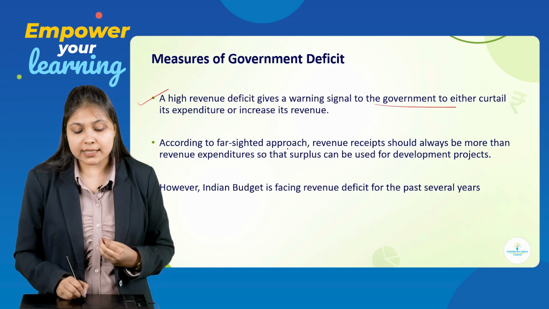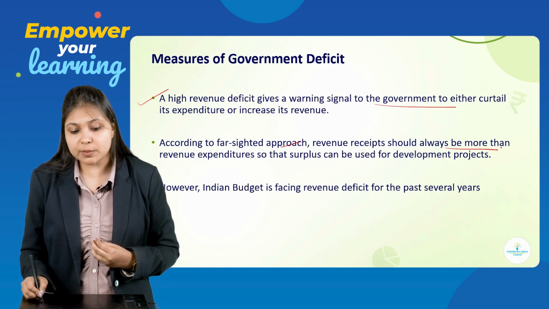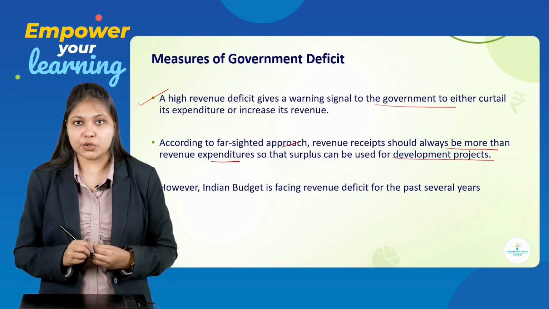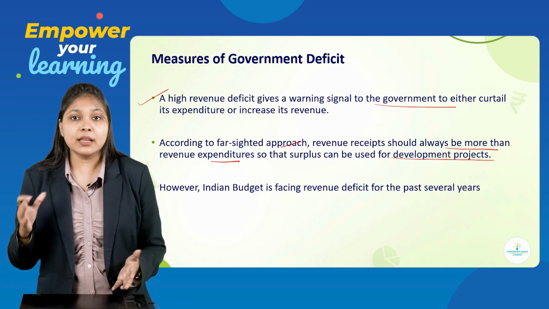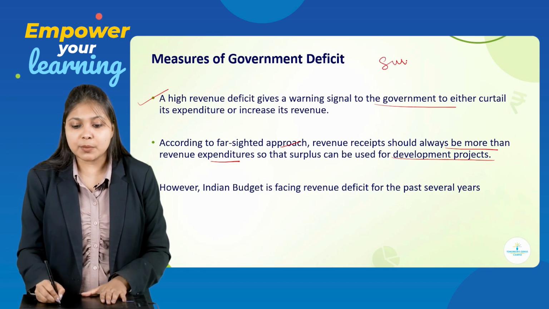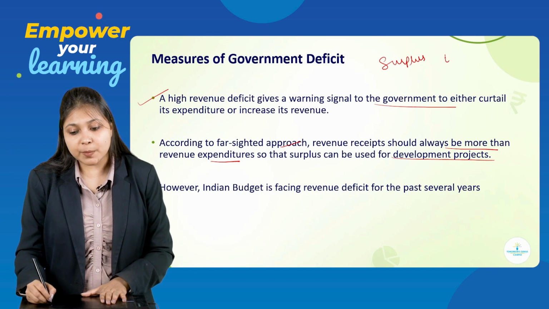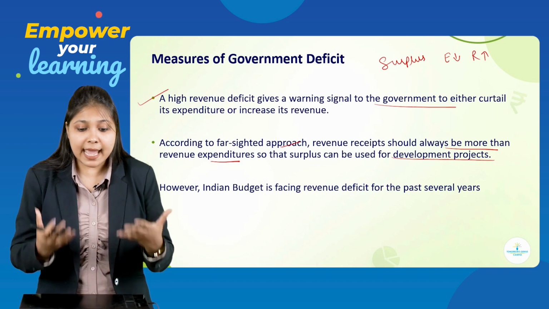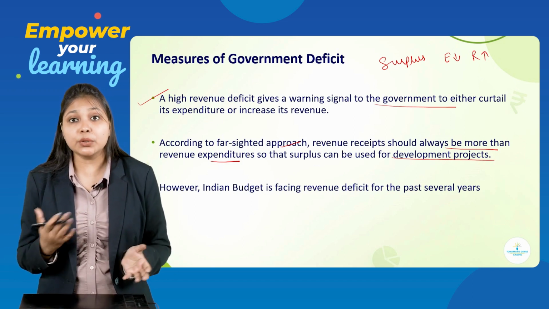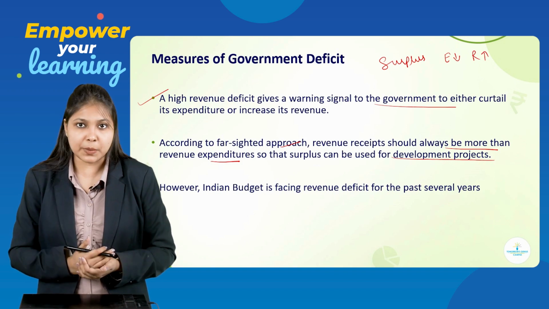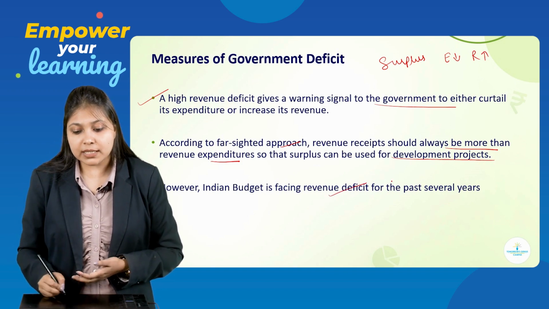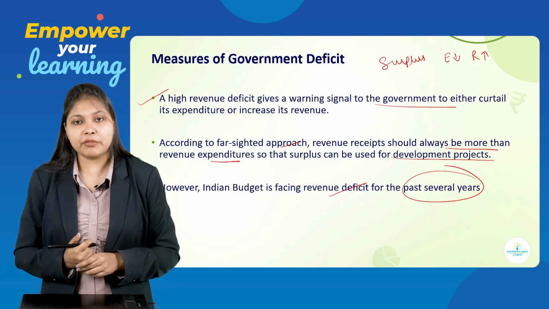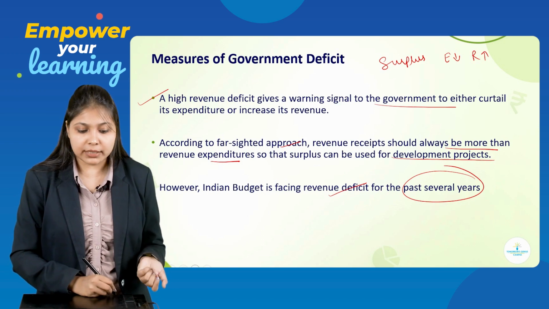Now, according to the far-sighted approach, revenue receipts should always be more than revenue expenditure so that the surplus can be used for development projects. Of course, it is well said that it is always good to have a surplus amount of money. That means the expenses should be less and the revenue should be more, so that the extra or surplus money can be utilized for developing other projects as well. The Indian budget has been facing revenue deficit for the past several years.